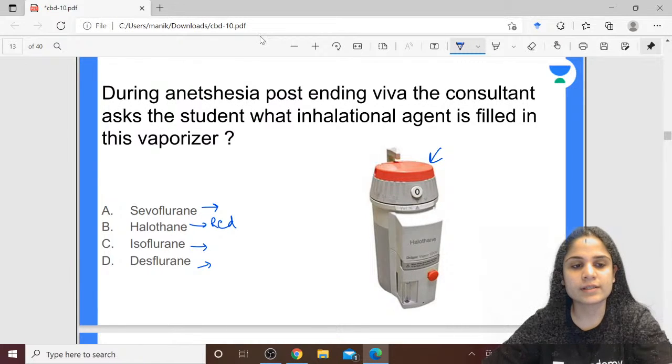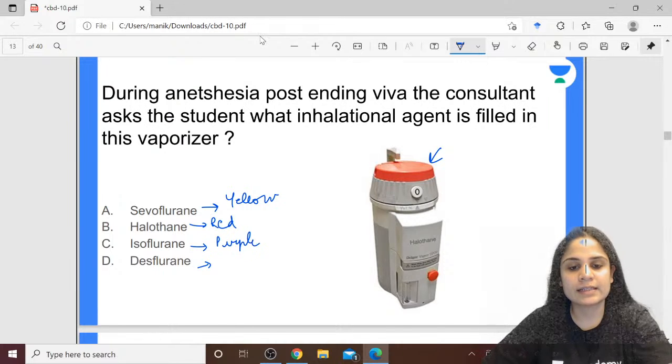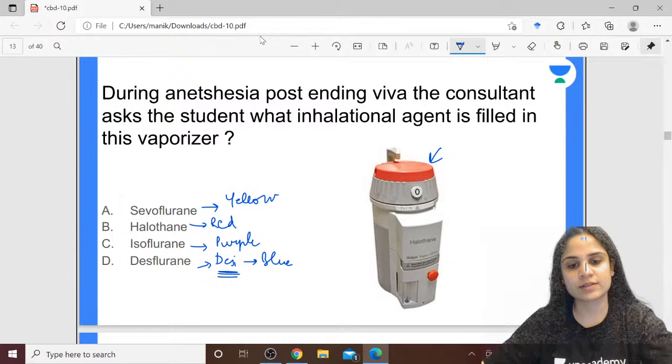Anyone, what is sevoflurane vaporizer color? Very good, Nimesh. So sevoflurane is yellow. What about isoflurane? Isoflurane is purple in color and desflurane is blue. There's a very nice way to remember. You can remember desflurane, say the word desi. Desi jersey is blue in color, correct? The Indian jersey is blue in color, Indian cricket jersey. So the desflurane vaporizer is blue in color.